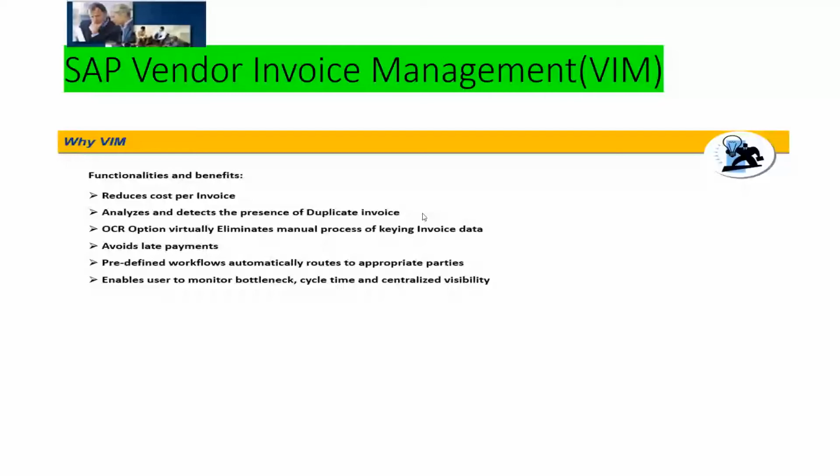Another thing is that the OCR options are there. It virtually eliminates the manual process of keying invoice data. We have already discussed this, right? There is no need to put the invoice data into the documents manually. OCR means optical character recognition. Through this functionality, the system will automatically pick the correct data from the invoice image and put it in the document, so there is no chance of making mistakes.